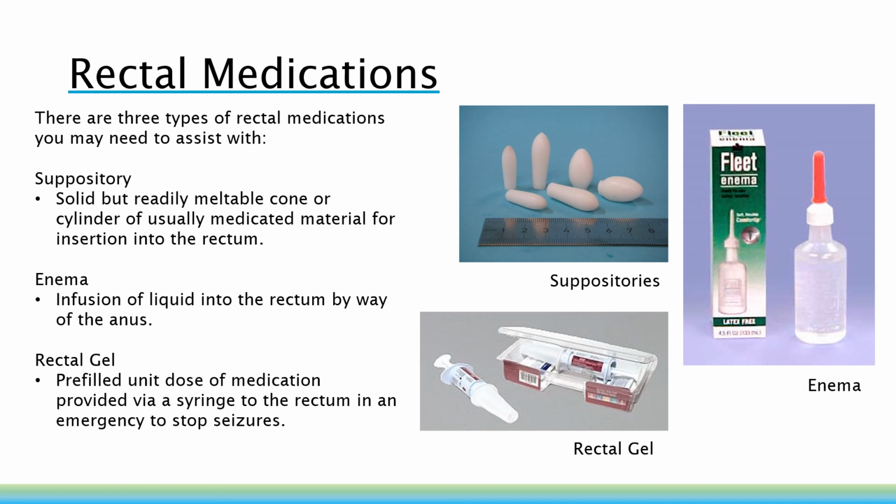There are 3 types of rectal medications you may need to assist with. The first type is a suppository, a solid but readily meltable cone or cylinder of usually medicated material for insertion into the rectum. Enema, infusion of liquid into the rectum by way of the anus. Rectal gel, a pre-filled unit dose of medicine provided in a syringe into the rectum in an emergency to stop seizures.